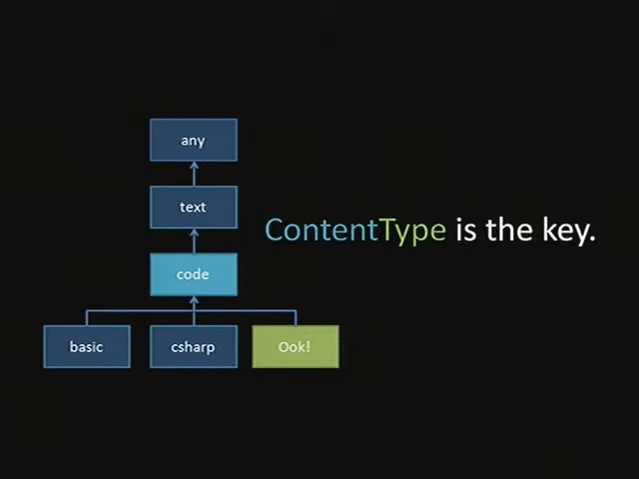So what Noah was saying is that in order to find out what content types are inside of Visual Studio, you can actually query the content type registry service at runtime to find out that information and expose it.